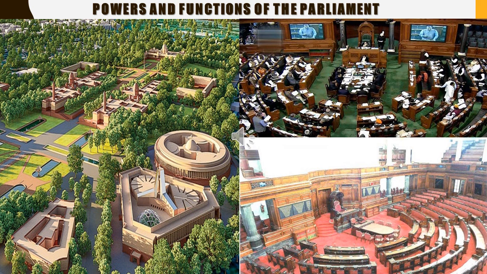He audits and checks the financial accounts of the Government of India. So, in accordance with the procedure laid down in the Constitution, Parliament has the power to impeach the President and to remove the judges of the Supreme Court and High Court, the Chief Election Commissioner and the Comptroller and Auditor General of India.